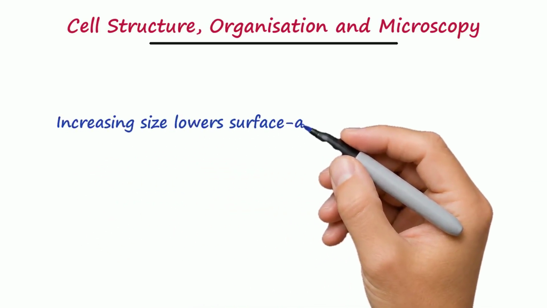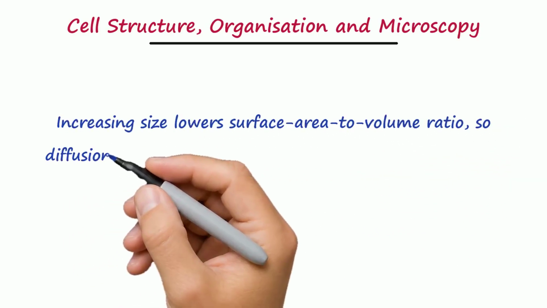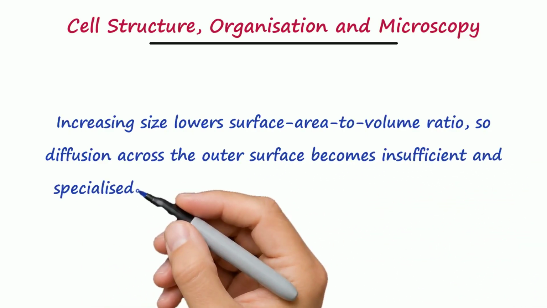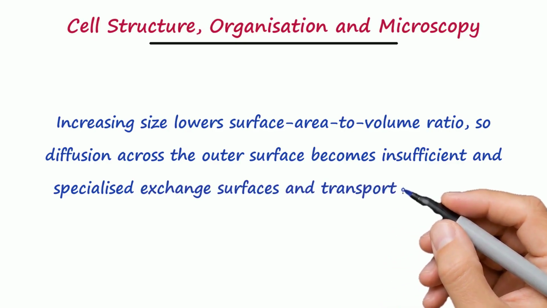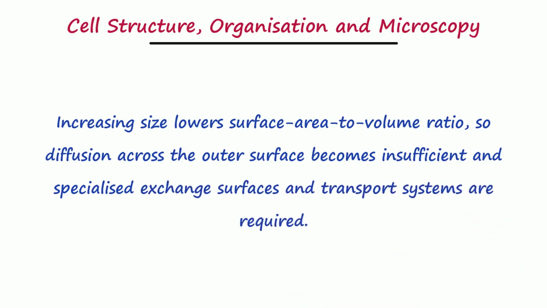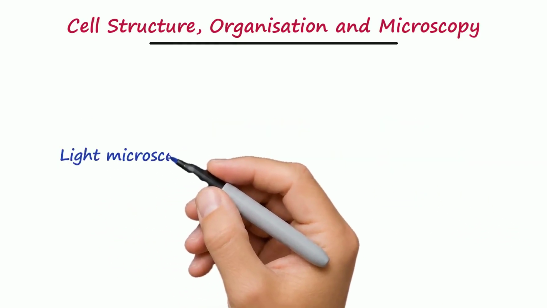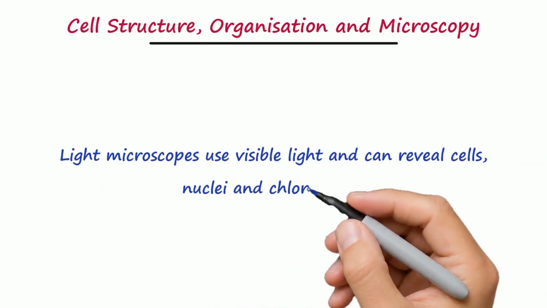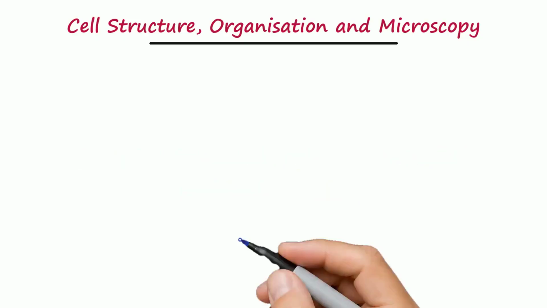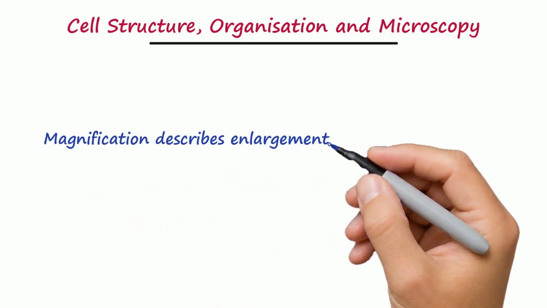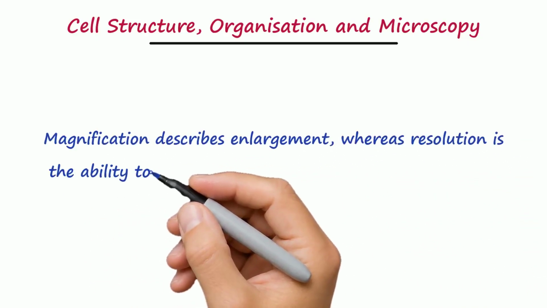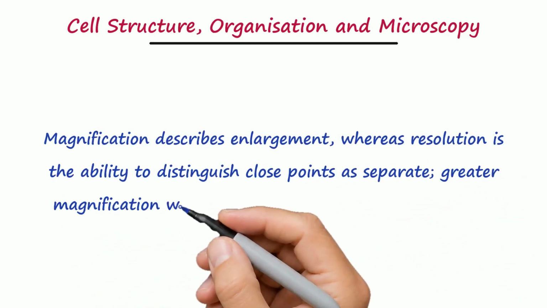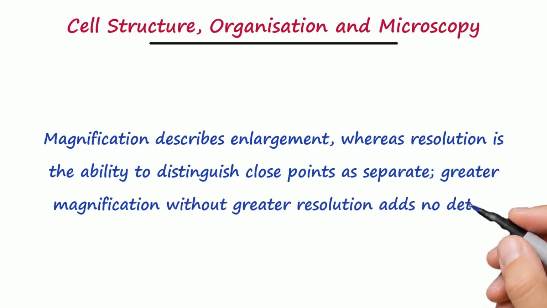Increasing size lowers surface area to volume ratio, so diffusion across the outer surface becomes insufficient and specialized exchange surfaces and transport systems are required. Light microscopes use visible light and can reveal cells, nuclei, and chloroplasts. Magnification describes enlargement, whereas resolution is the ability to distinguish close points as separate. Greater magnification without greater resolution adds no detail.